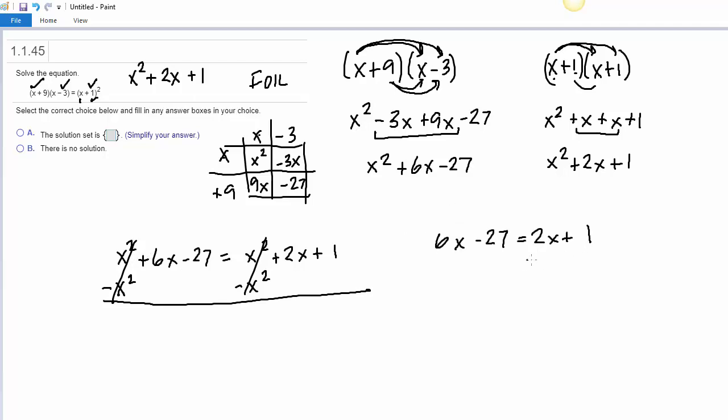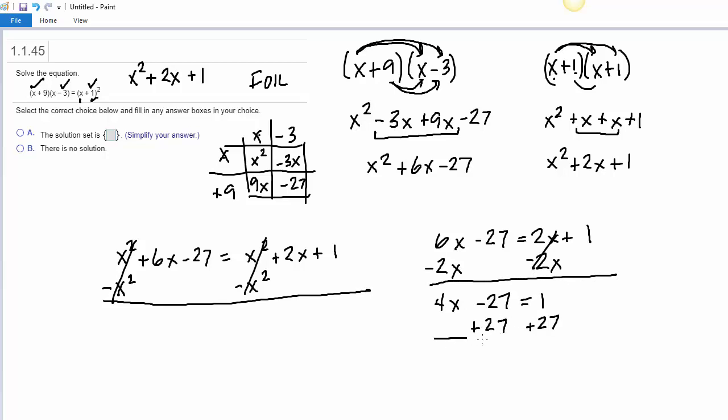And now we put our x's together on one side. When it becomes linear, that's what you do. You put your x's together on one side, and we get 4x minus 27 equals 1. And then we can add 27 to put our numbers together on the other side, and we get 4x equals 28. And then we divide by 4, and our final answer is x equals 7.